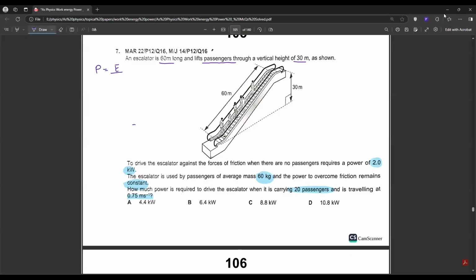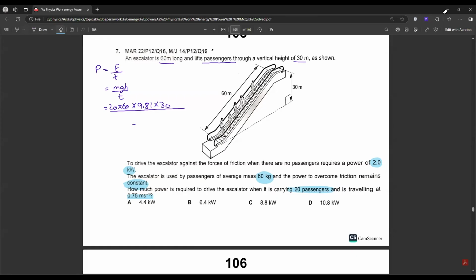Energy over time. What is the energy when passengers move towards the top? What is the energy gain when the passenger moves towards the top? Gravitational potential energy. So mgh over time. Mass is pretty easy to calculate. 20 passengers, each has a mass of 60 kg. g is 9.81. Now, what is the height? Height is 30. Perfect. Now, the time.